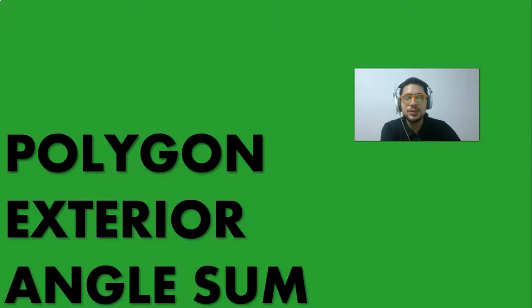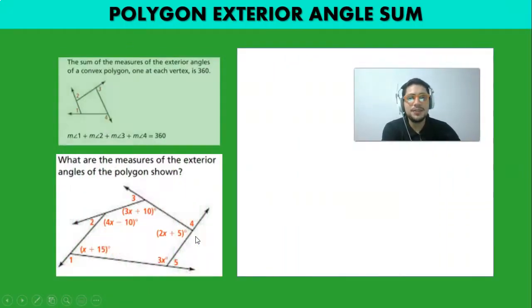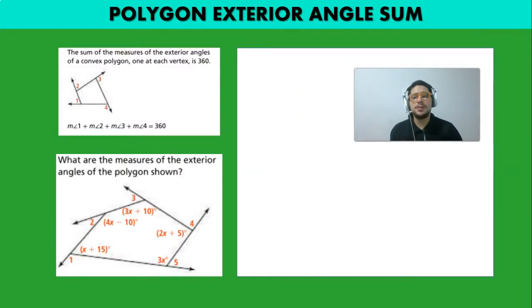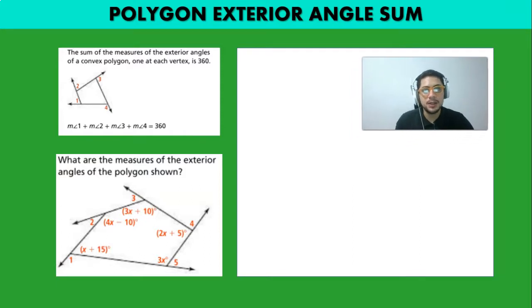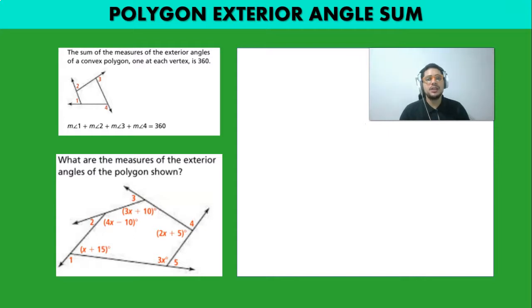Oh Math Gad, guys, welcome to today's video in which we're going to be learning how to solve problems involving the polygon exterior angle sum theorem. Okay, so the first thing about the polygon exterior angle sum theorem, as we see up there on the left, is that the sum of the measures of the exterior angles of a convex polygon, each one at a vertex, is 360, right? So the measurement of angle 1, 2, 3, and 4, which are all exterior, is always going to be 360 degrees, right?